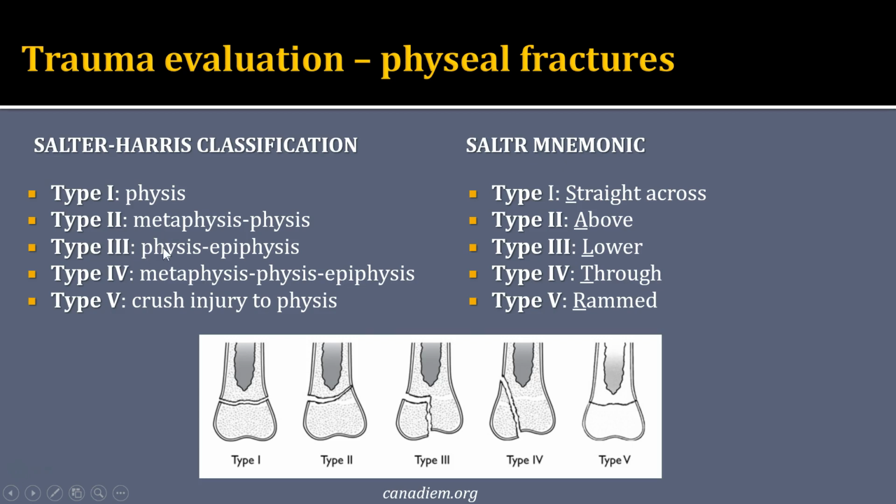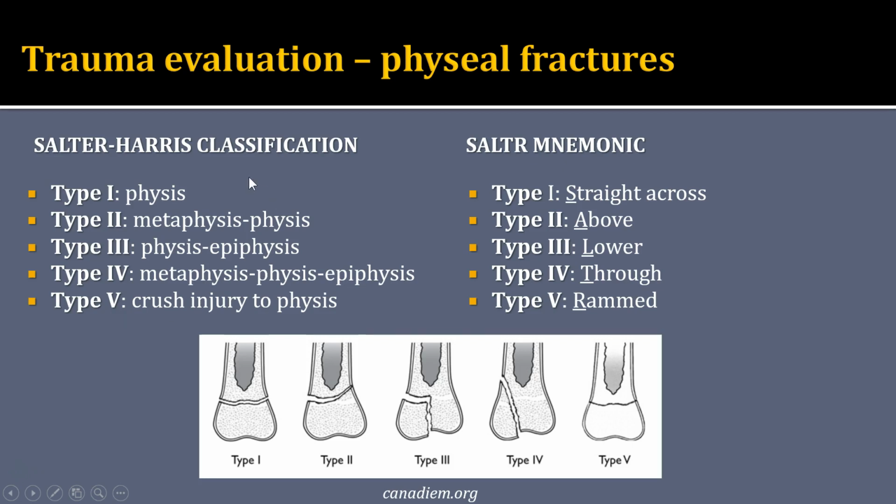Type 3 involves the physis and the epiphysis and is typically intra-articular, not always. Type 4 involves the metaphysis, the physis, and the epiphysis, and is also oftentimes truly intra-articular. And then type 5 is a crush injury to the physis, and this one happens very commonly in the distal ulna.